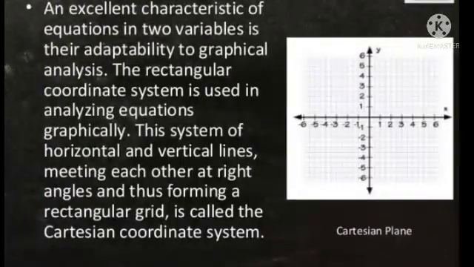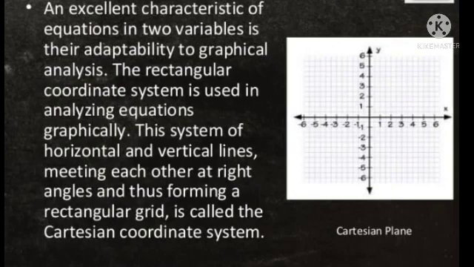An excellent characteristic of equations in two variables is their adaptability to graphical analysis. The rectangular coordinate system is used in analyzing equations graphically. This system of horizontal and vertical lines meeting each other at right angles and thus forming a rectangular grid is called the Cartesian coordinate system.